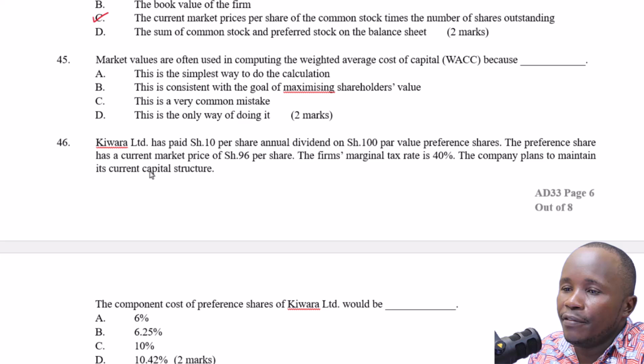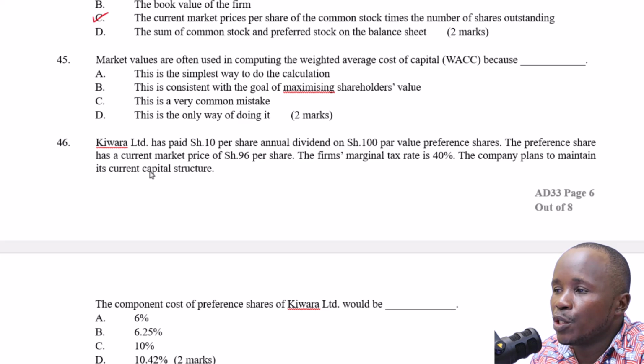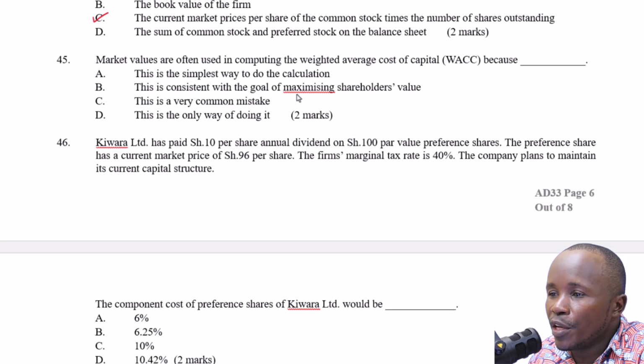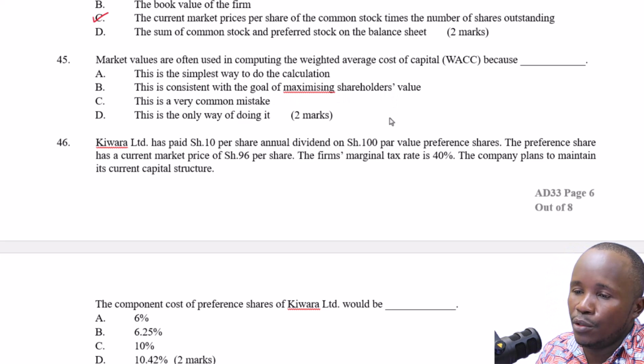Number 45, you are told the market values are often used in computing the weighted average cost of capital, WACC. Why do we use this? Is this the simplest way to do calculations? Absolutely no. Is this the only way of doing it? No. Is this a very common mistake? No. This is consistent with the goal of maximization of shareholders' value. That is it here. For the WACC, we use the market rates because it is consistent with shareholders' wealth maximization.